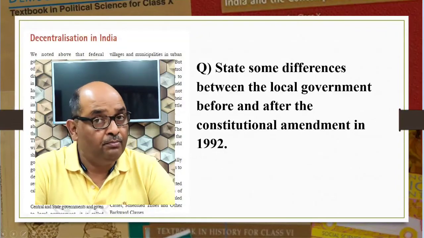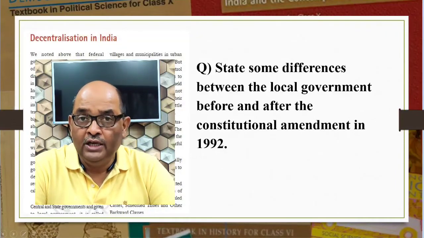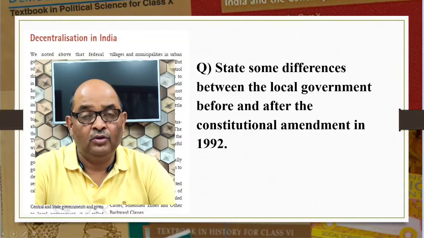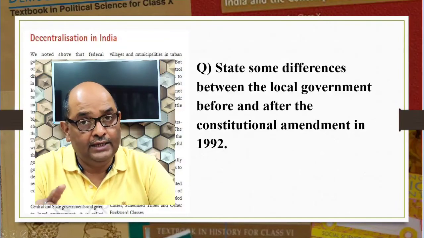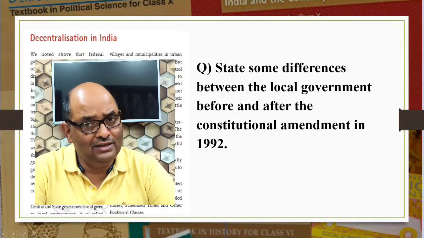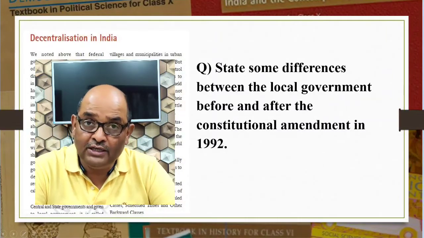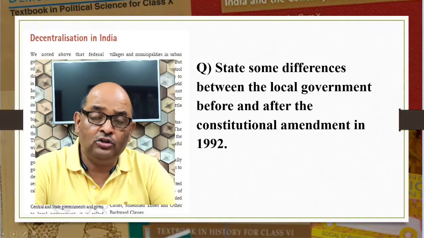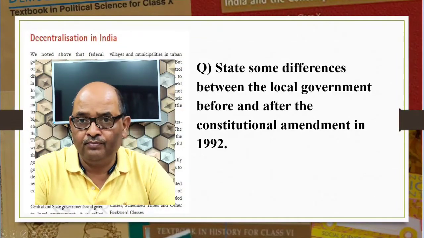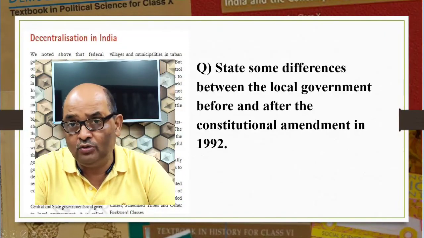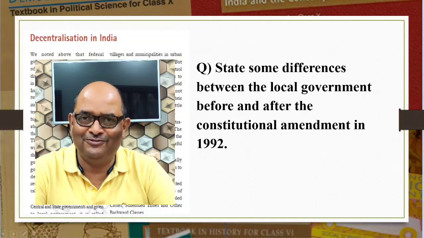Third point, pre-1992, election was controlled by state governments. Post-1992, an independent state election commission is responsible to conduct elections. Pre-1992, the local governments were dependent on the state government for revenue. Post-1992, the Constitution has laid down independent sources of revenue.